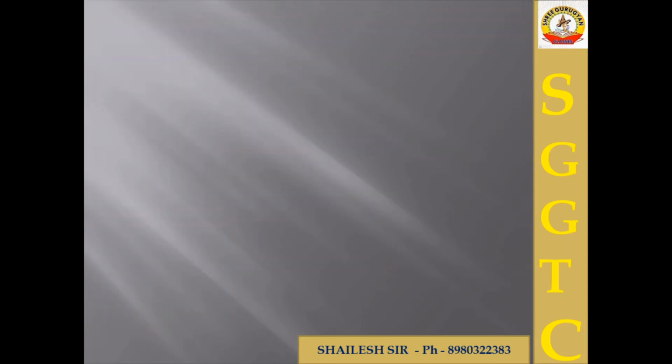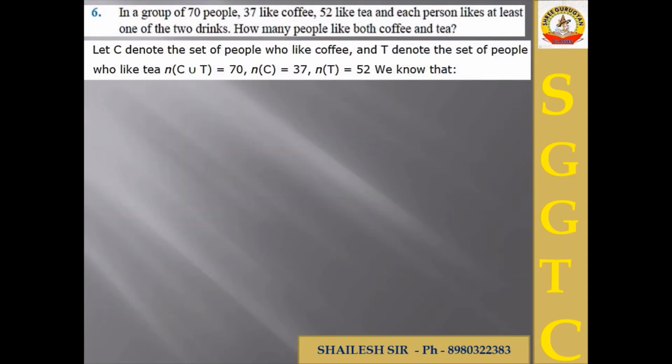Yes, next one, question number 6. In a group of 70 people, 37 like coffee, so consider coffee as C, and 52 like tea, consider capital T. Every person likes at least one of the two drinks. What does at least one of the two drinks mean, students? It means people here drink coffee, or tea, or sometimes both. Therefore, I mention N of C union T is a total of 70.